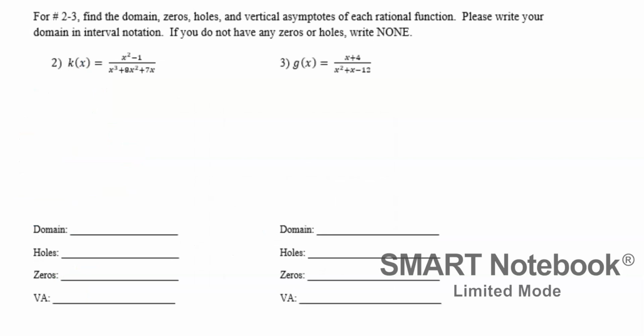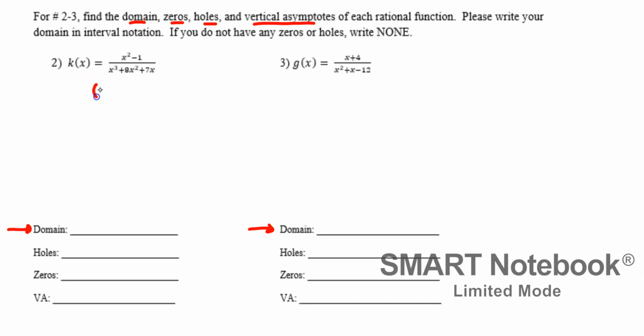Numbers 2 and 3 are asking you to find the domain, zeros, holes, and vertical asymptotes. This is a smaller version of graphing the rational functions that we just did. If we take a look at number 2, again, these are written in a particular order on purpose. My suggestion would be always to find the domain first, and both of these are found without crossing anything out. You're going to factor, but not cross anything out.